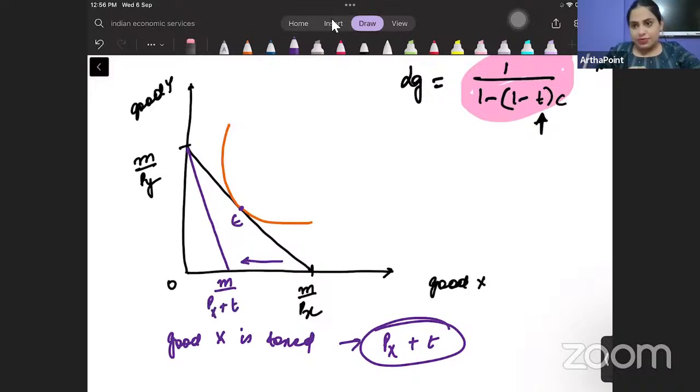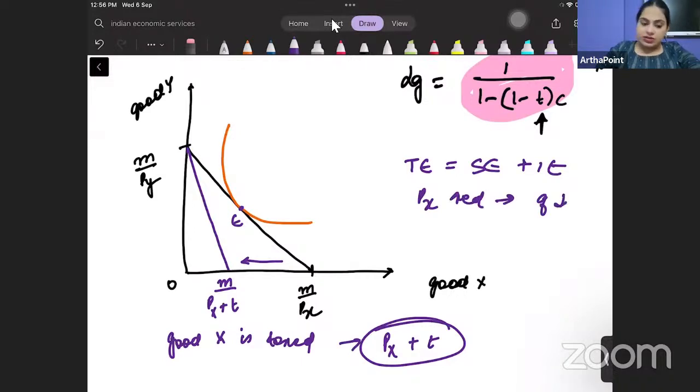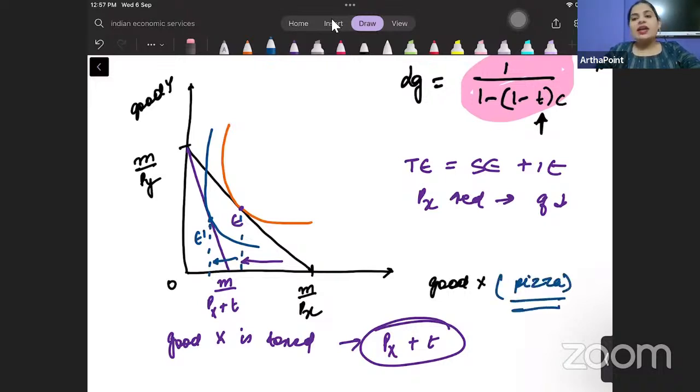And when this happens, we have studied Slutsky equation. We know that total effect is substitution effect plus income effect. And when price increases, then if it is a normal good, the demand should decrease. So let's say my new equilibrium is here, suppose at point E dash. So what happened? I reduced the consumption of good X. Na? Suppose I tell you that good X is pizza. I love pizzas. And I tell you good Y is book. I like books, but not too much.